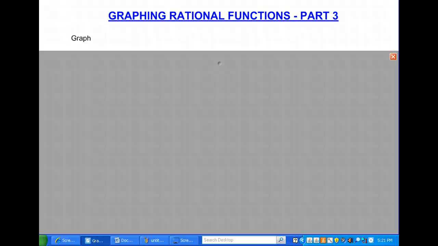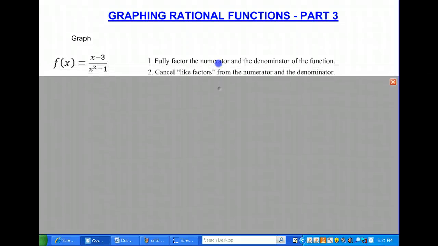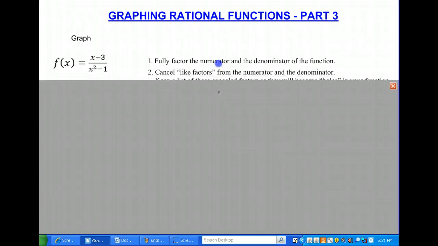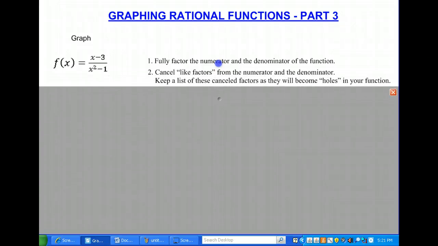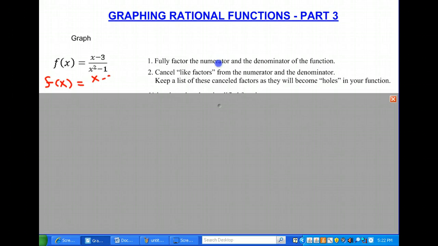Part series, and today we'll graph a little more complicated rational function. If you remember, the first step is to fully factor the numerator and denominator of the function. So why don't we do that first? In this case, you might notice that the denominator can be factored. So you get f of x is equal to x minus 3 in the numerator, but the denominator is a difference of two squares, and it becomes x plus 1 times x minus 1.